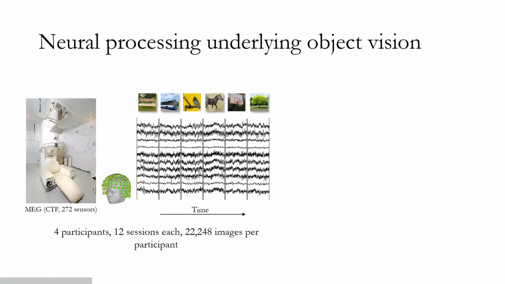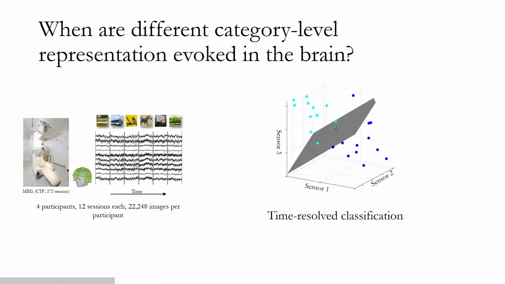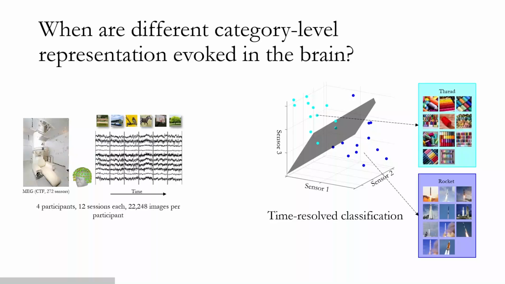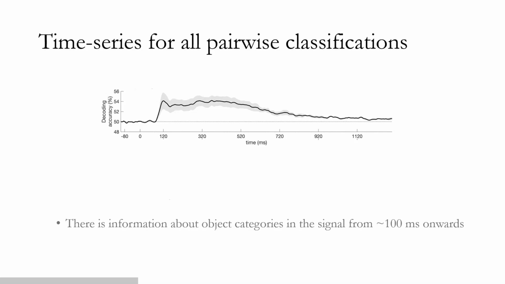The most obvious first question we can ask here is, when are there different category-level representations evoked in the brain? To do this, we ran a time-resolved classification analysis where we extracted the sensor pattern at every time point from all of the 270 MEG channels. Then we trained a linear classifier to distinguish responses associated with 2 of the categories at a time. Running this across all of the 1,854 pairwise comparisons, we can look at the decoding accuracy over time.